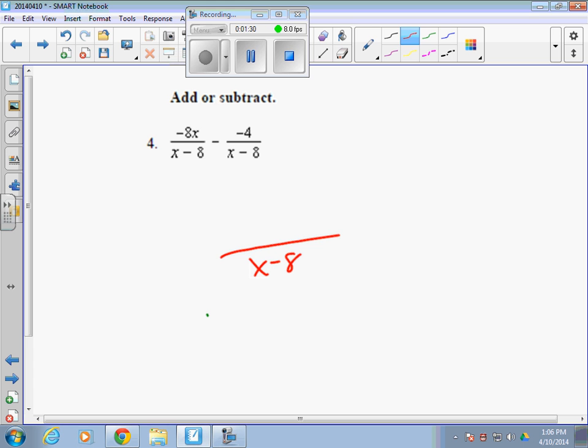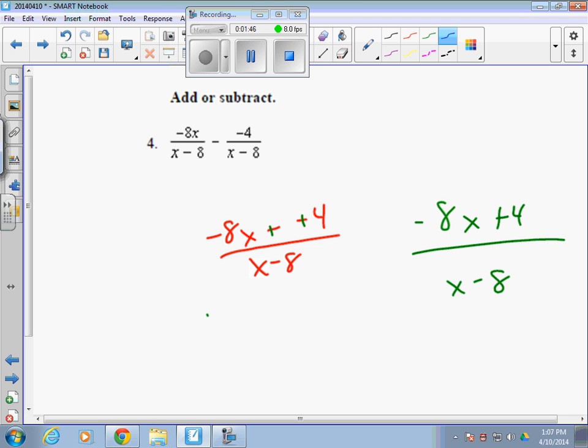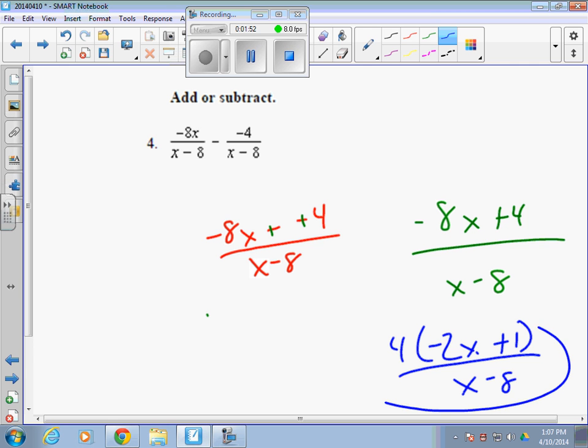So you simply add what's going on across. It says negative 8x minus negative 4. Minus a negative means plus. So negative 8x plus 4 over x minus 8. And you could take a 4 out at the top: 4 times negative 2x plus 1 over x minus 8. That's all you can do with that one.